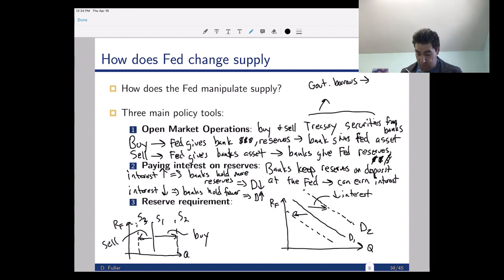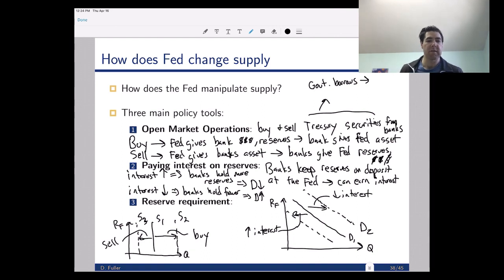I can increase interest, and that will similarly cause a decrease in demand. Banks keep more reserves. They don't have to go to the federal funds market as often.